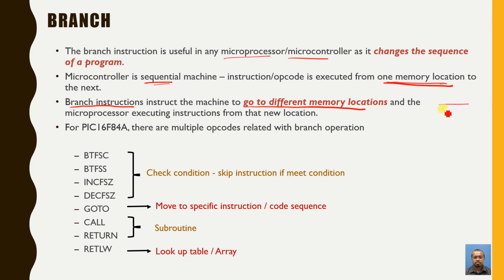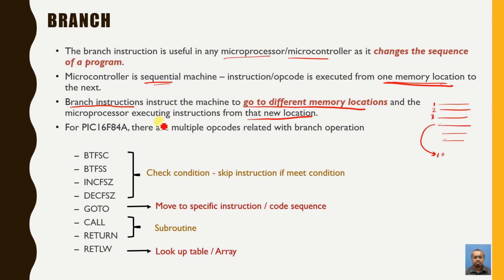If you can see there's a line of codes like this, normally it does number 1, number 2, number 3. Suddenly the branch wants you to go somewhere else, probably line number 10 or wherever you want to go. So that is the function of branch. When it executes the instruction, it will go to the new location.